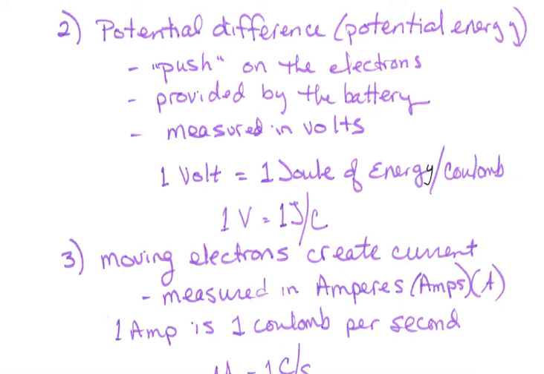And 1 volt is 1 joule of energy per coulomb. So 1 volt equals 1 J per C. And a joule is the metric way to measure energy. Calories would be the non-metric way to measure energy, or BTUs, British thermal units. But a joule is how we quantify the amount of energy, the amount of kinetic energy in this case, per charge.